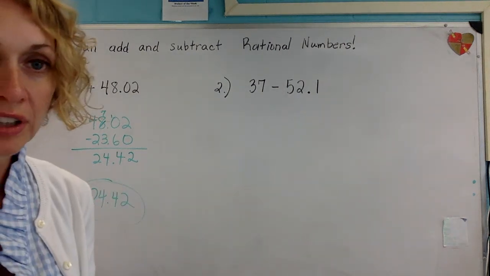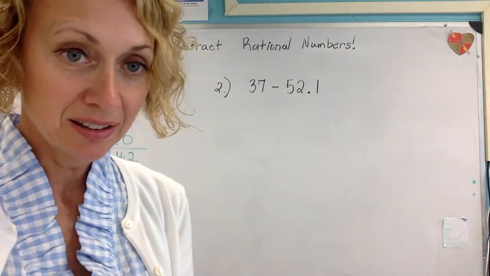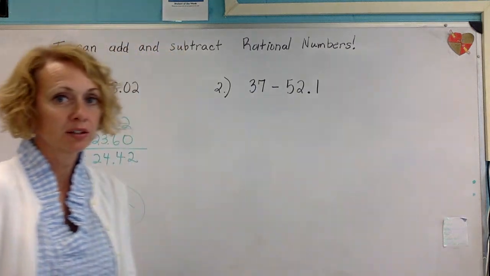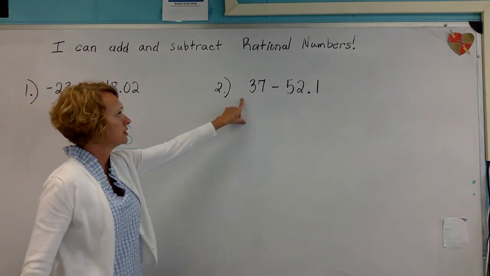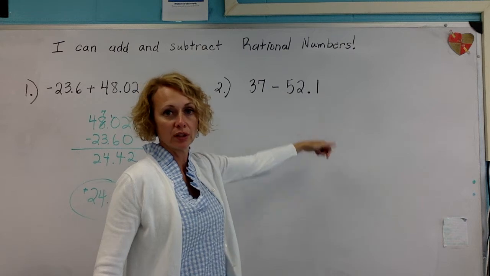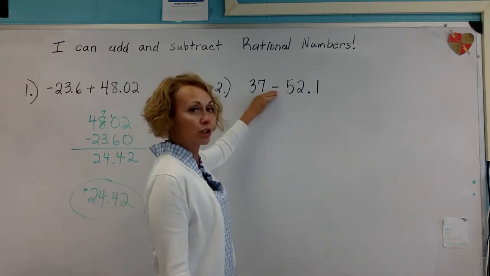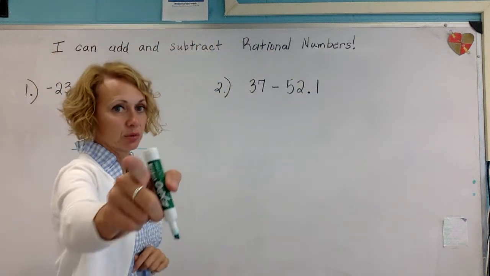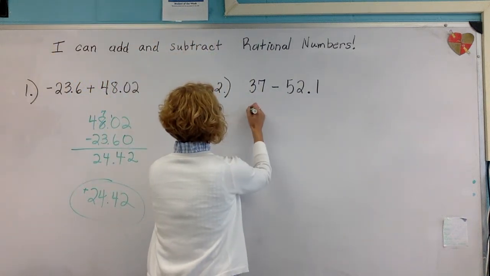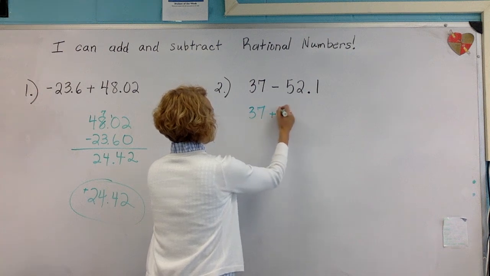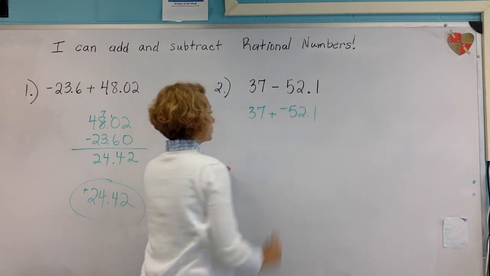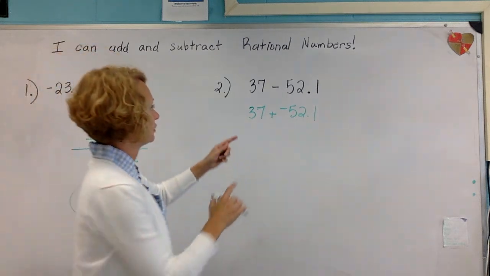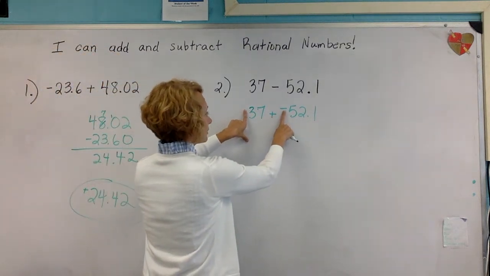Boom. Using integer rules in the process of solving and simplifying rational number operations. Let's check out number 2: 37 minus 52.1. Now, I know that in subtraction of integers, we talked about using the rule add the opposite. Guess what? I can do the same thing with rational numbers. I'm going to rewrite this as 37 plus negative 52 and 1/10. I know now that in addition, when signs are different, I'm going to subtract these values.